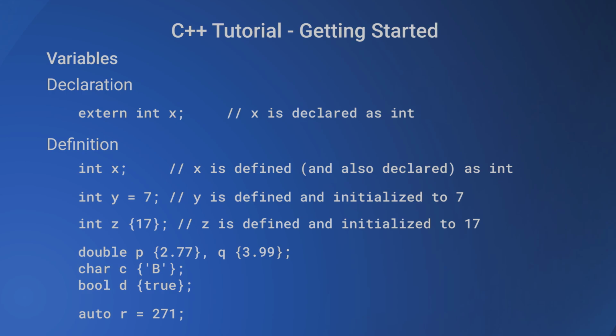Auto. Instead of specifying the variable type, we can say auto, variable name, and initialization. The compiler figures out the type of variable from the initialization. For example, auto r = 271; and the compiler makes integer variable r with value 271. Auto can be used when the type of a variable is obvious, for example, the index in a for loop.